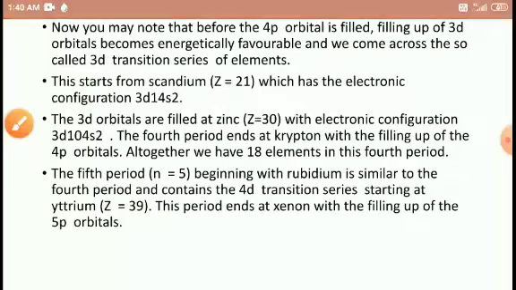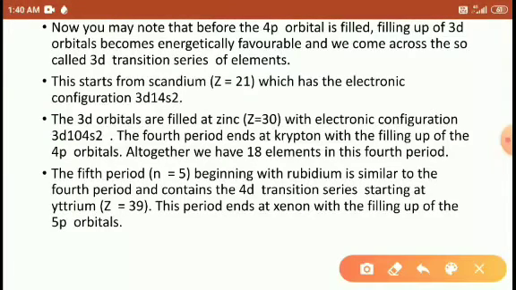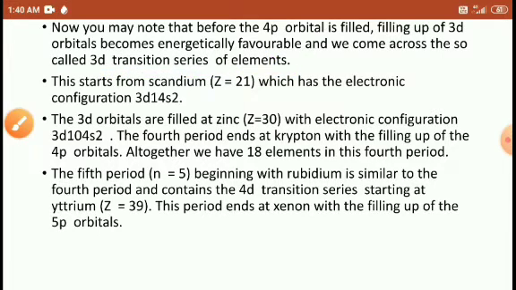Fourth period, in which electrons are added in the 4s orbital. Right, students? Now note that after the 4p orbital is filled, the filling of the 3d orbital becomes energetically favorable, and we come across the so-called 3d transition series. So in these elements, students, the 4p orbitals are filled here.